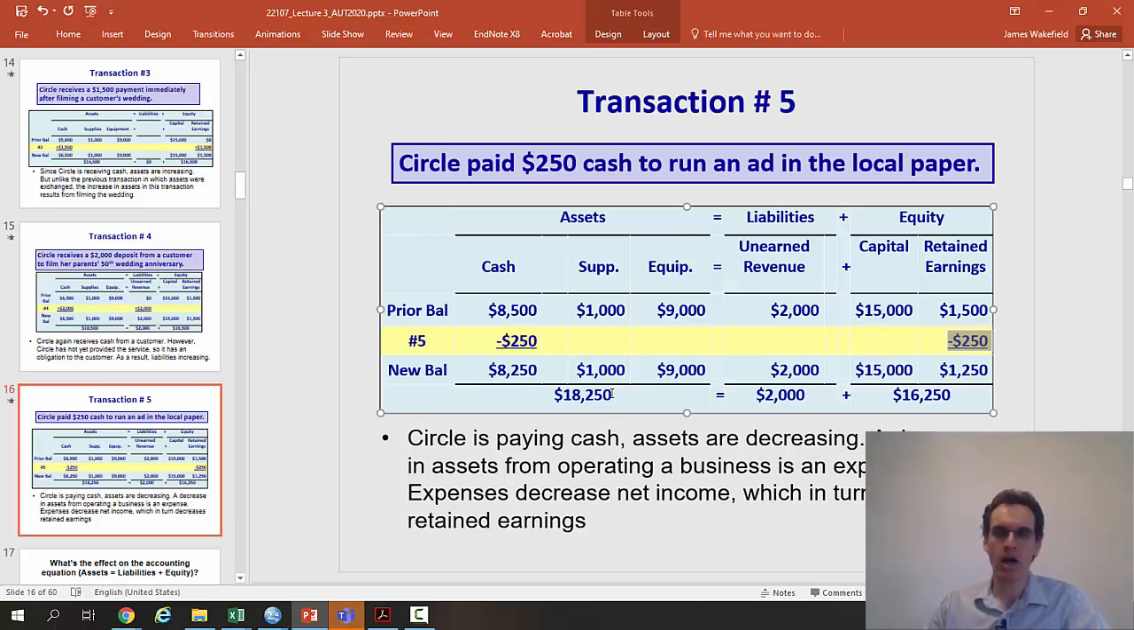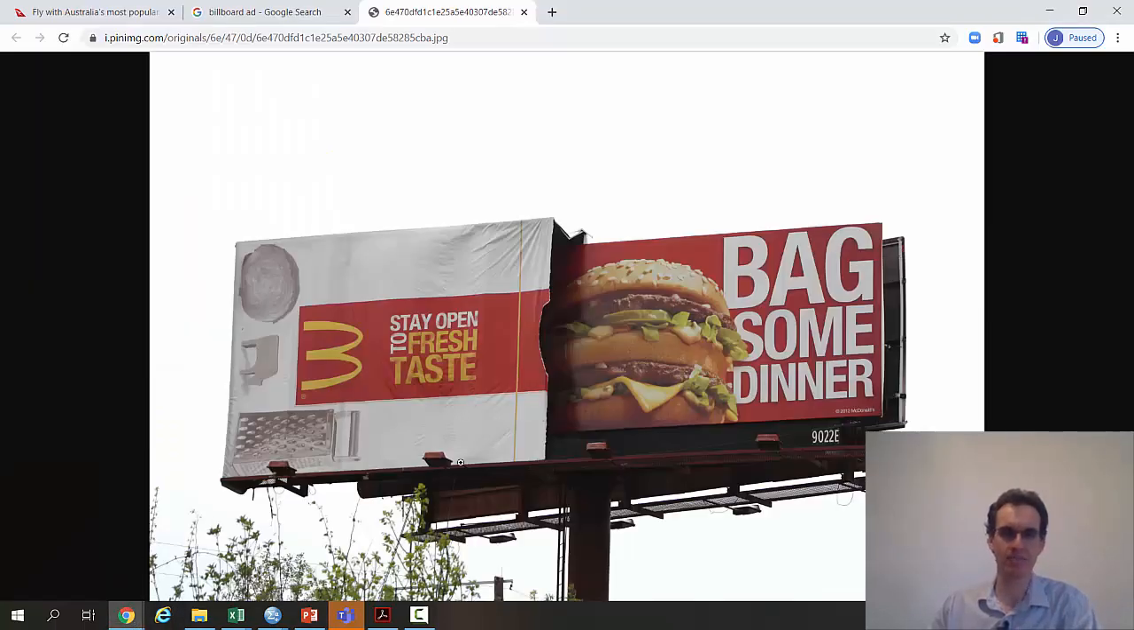Some of you may wonder why we are expensing advertising when it may have future economic benefit, which is consistent with the definition of an asset. And that's a good question. So let me give you an example of this. Let's have a look at this picture here. This is a billboard advertisement for McDonald's. You can see there that bag some dinner, and then they've got the big bag there, right, etc.